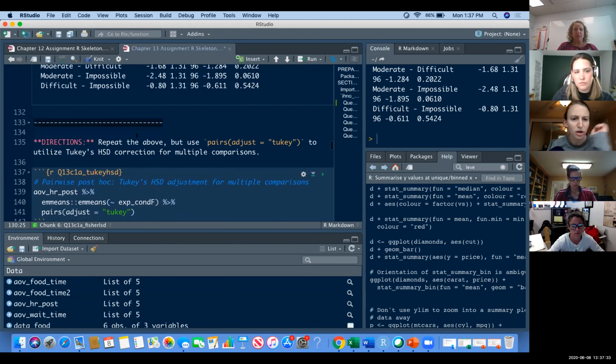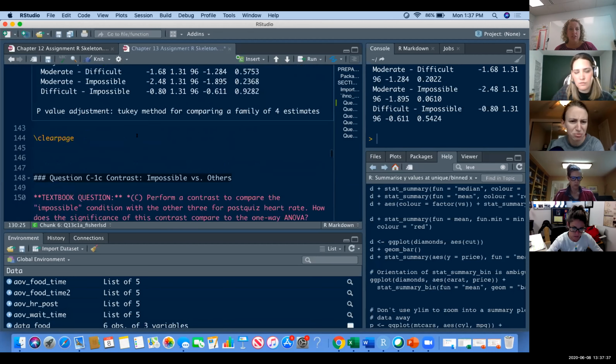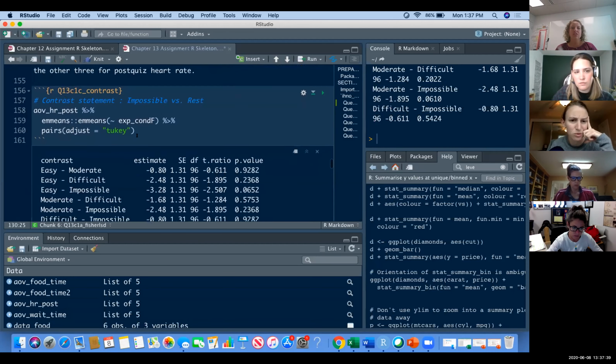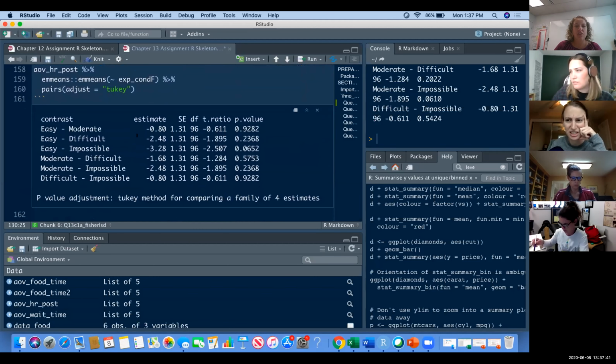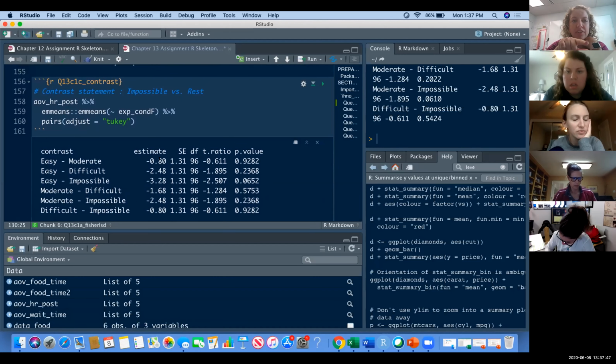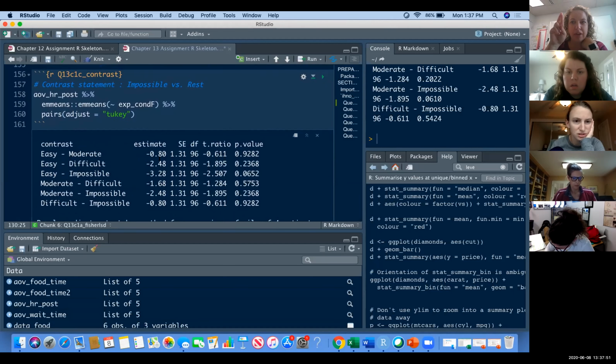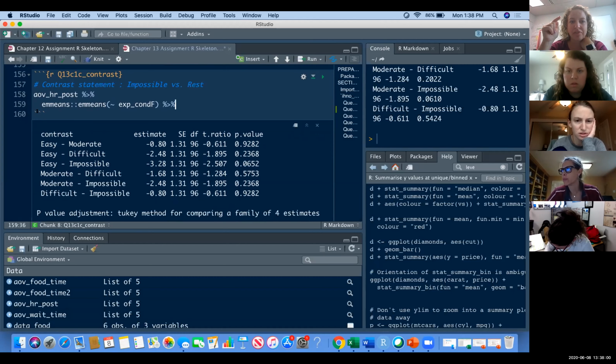These are the ones that were already in place for us. And then it's the C1. Is that right, Leah? Yes, that's right. It's the contrast statement. So take off the pairs at the end, because that's for pairwise, and we're not going to do pairwise. So take off line 160, and take off the pipe at the end of the next line for now.